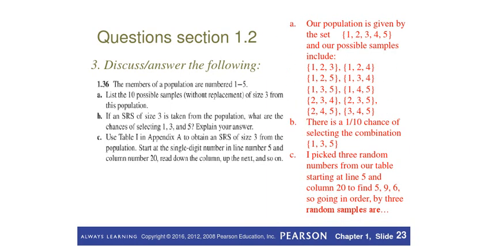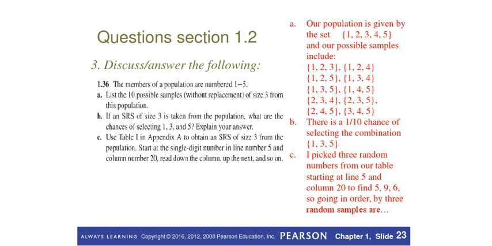That being the case, if we were told, let's figure out what it would be for us to pick the sample 1, 3, and 5. Well, we see there's one way to pick the numbers 1, 3, and 5 as our sample out of a total of 10 samples. So we're going to say that there's a 1 in 10 chance, or 1/10 probability, which we'll describe in Chapter 5, of actually obtaining that particular combination.